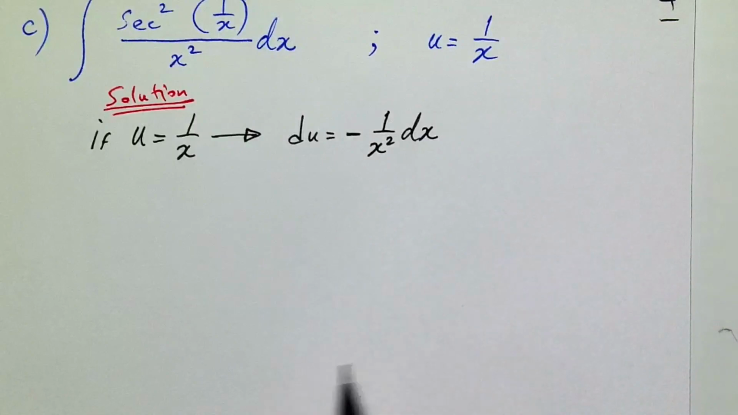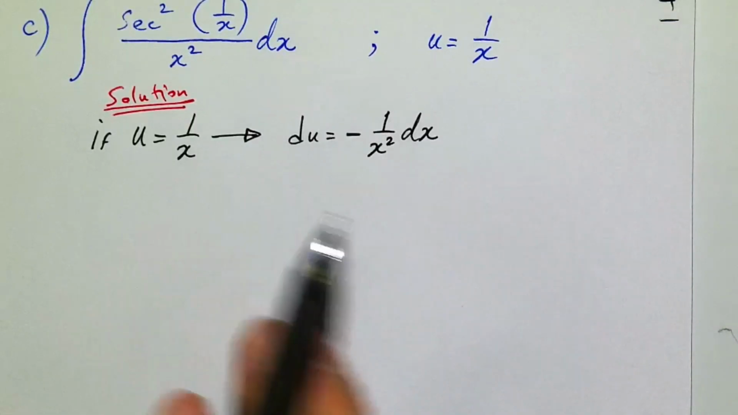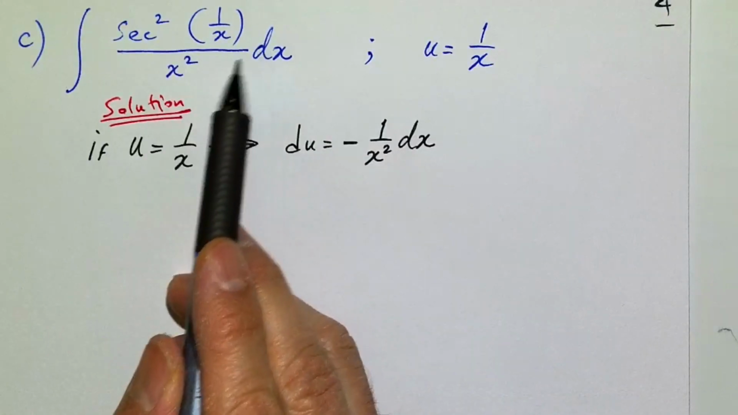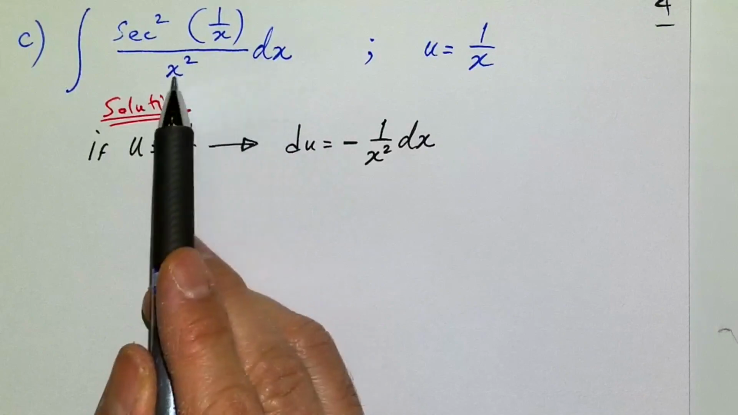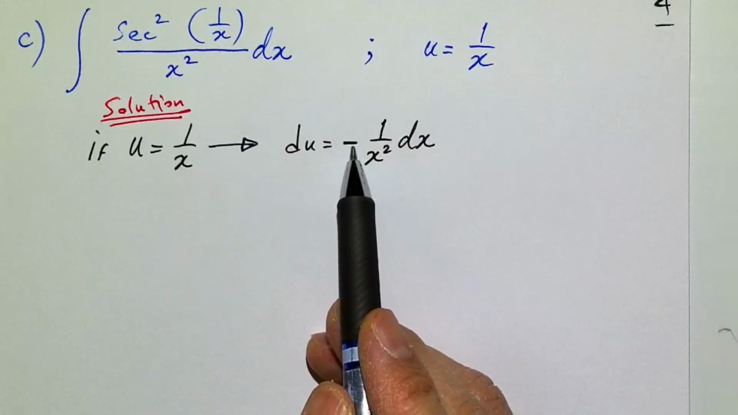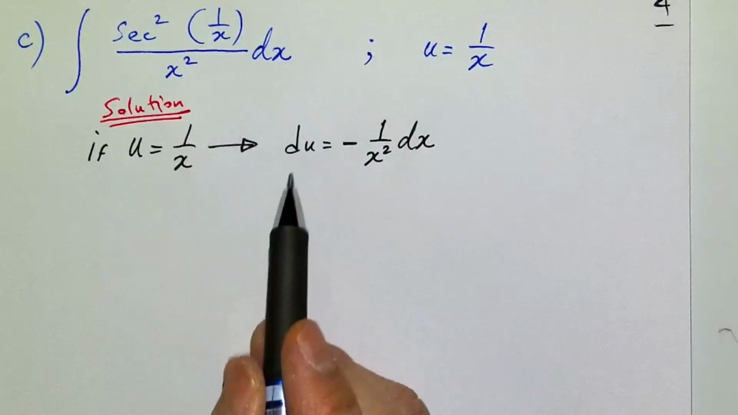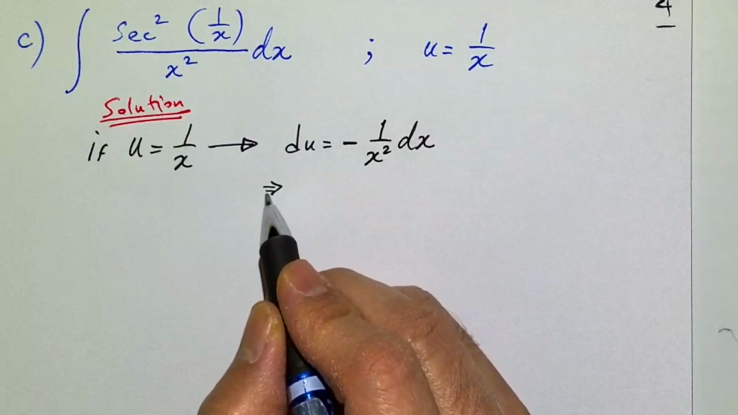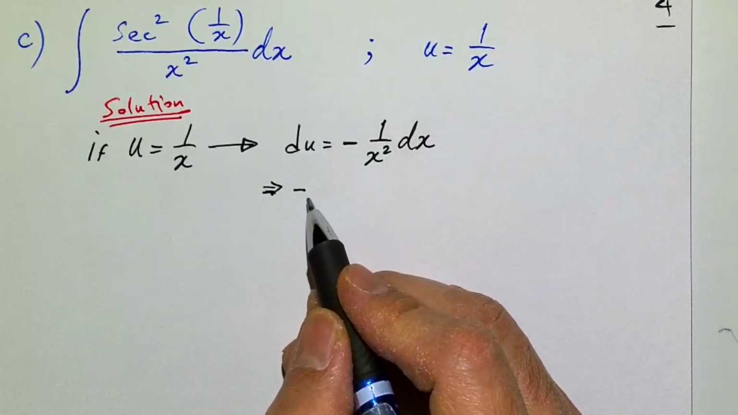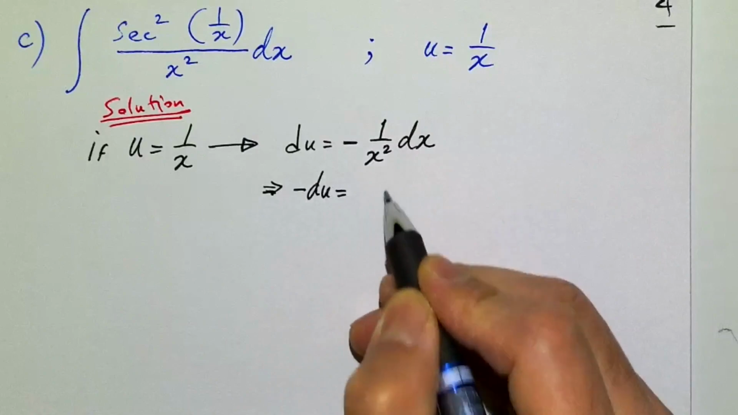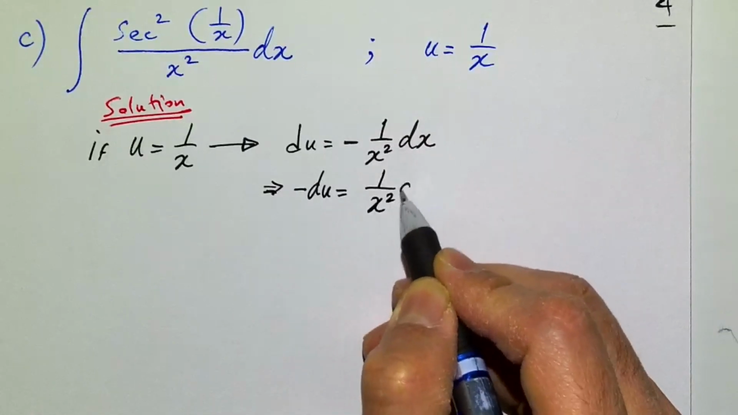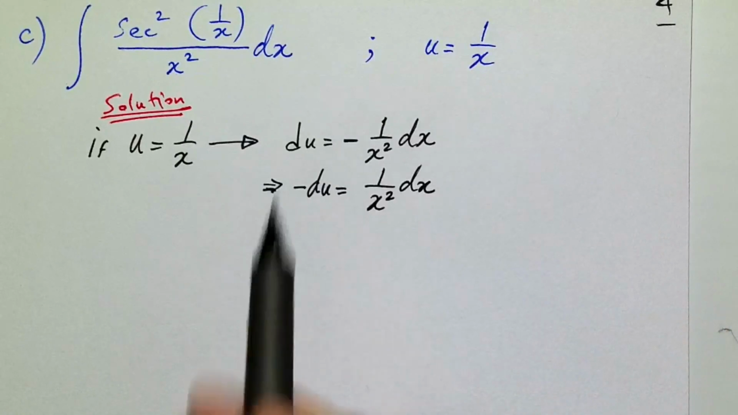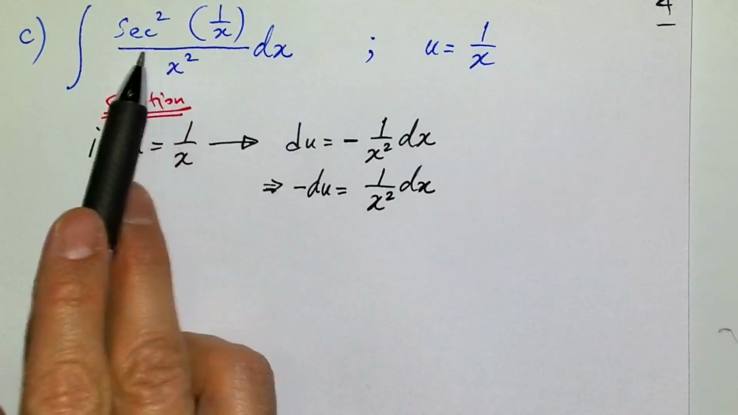then du would be minus 1 over x squared dx. Okay? And notice that we cannot directly substitute for dx over x squared. We have a minus here. So in order to be able to make the substitution, we have to multiply both sides by a minus. Therefore, minus du is equal to 1 over x squared dx. Okay, now we can easily substitute.